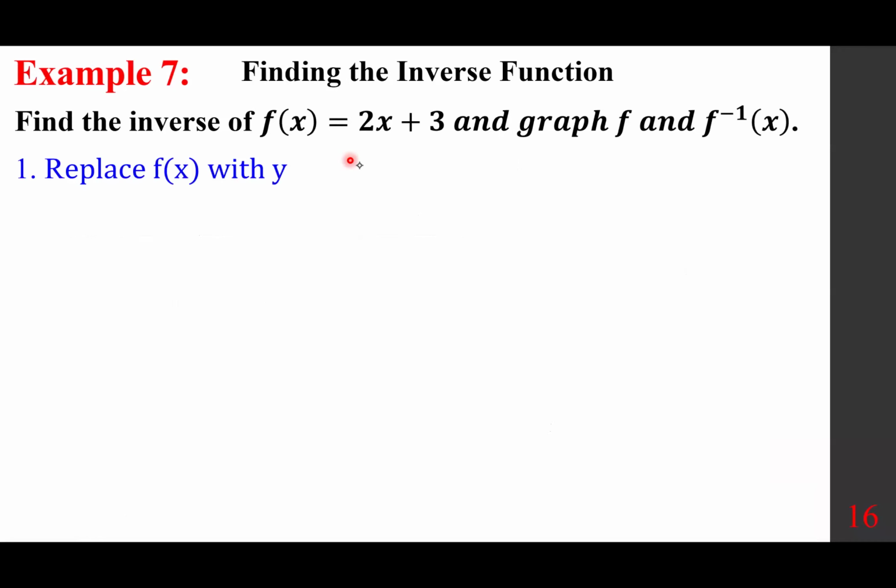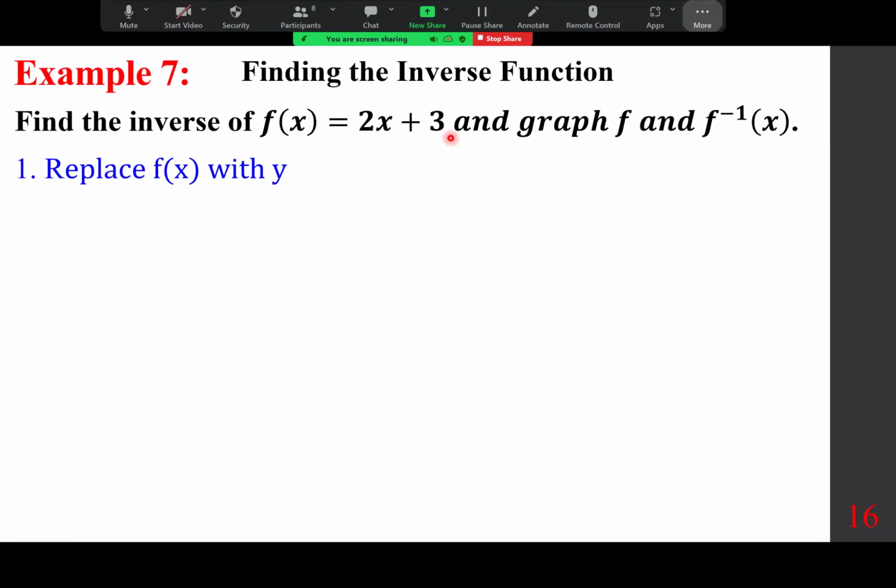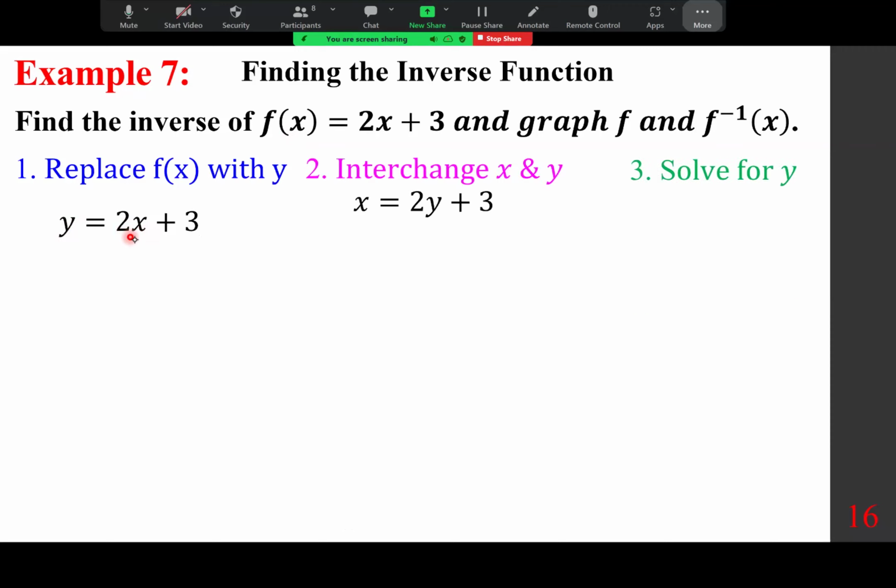We want to find the inverse of f of x, which is 2x plus 3, and graph the 2 functions, f as well as f inverse. Number 1, we're going to call this y because it makes it easier to work with. Number 2, we are going to interchange x and y. So this becomes x, this becomes y. Therefore, we have x equals 2y plus 3. And number 3, we want to solve for y.